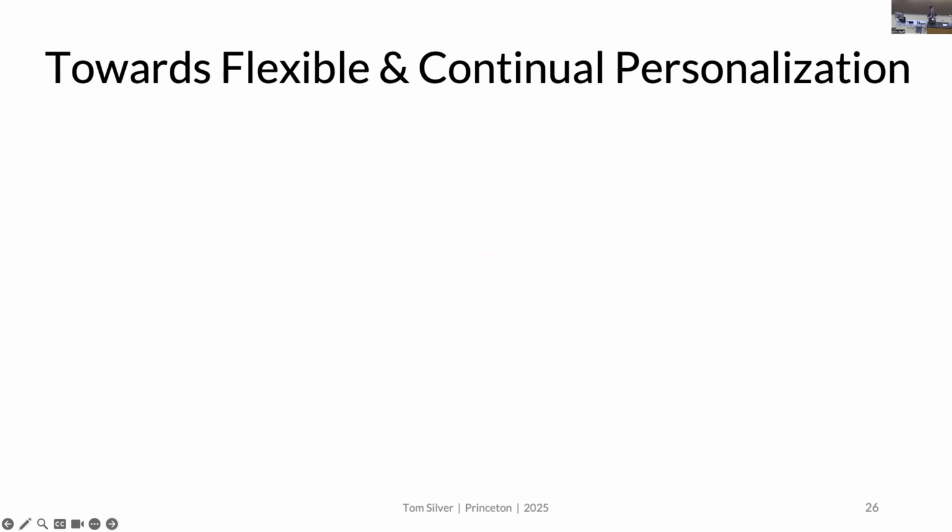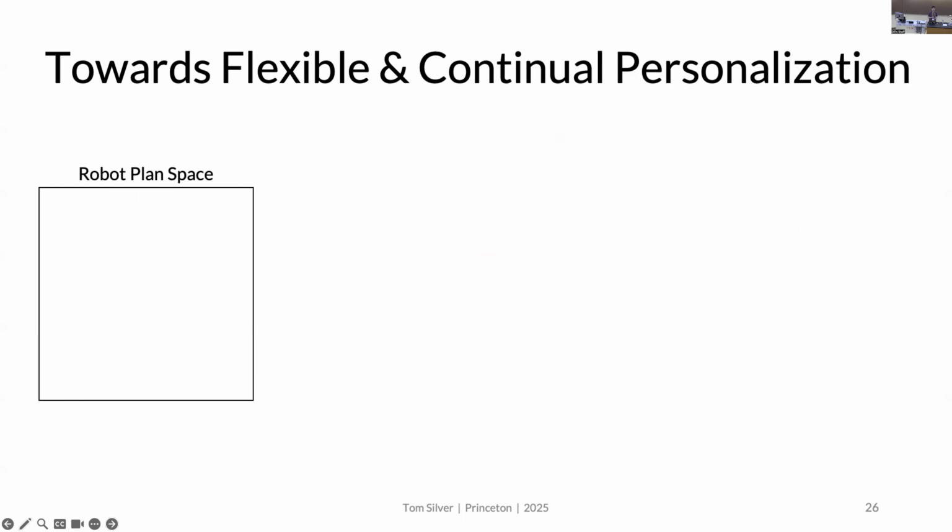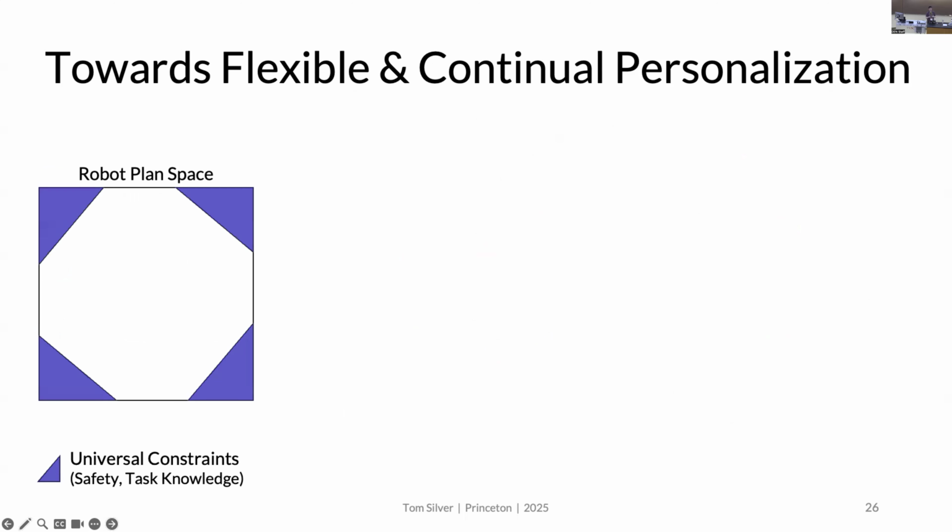To start, we took a step back and said, okay, what's the most flexible possible personalization that we can imagine? Well, we can start with a robot and consider the space of all possible plans that the robot could physically execute. Now, of course, we don't want to let the robot just do anything in the wild. We don't want it to break things and cause harm.